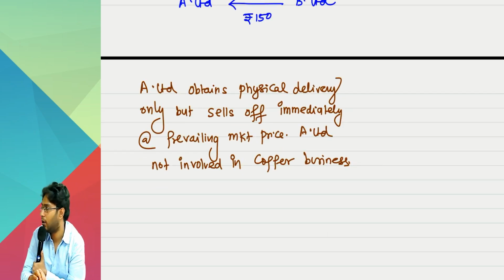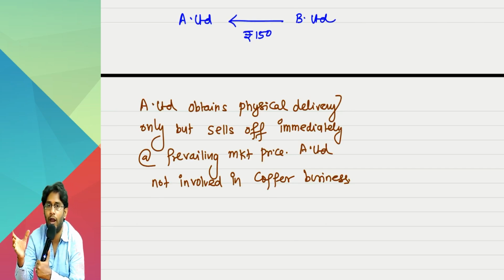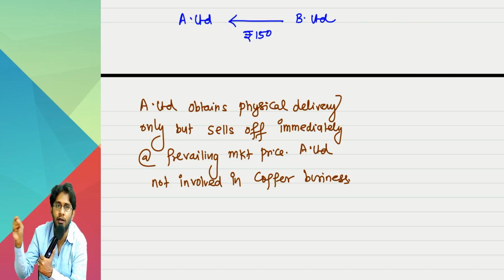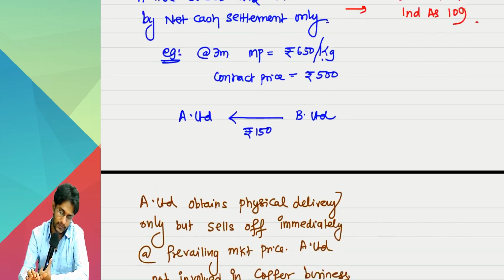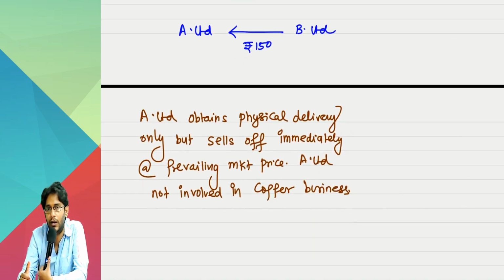In this case, how I have changed the case is, you will actually take the physical delivery from B Limited by paying him 500 rupees. Now copper is in hand. Whatever price is there in the market, you sell it off on the spot. You are not involved in the copper business and all. Tell me, guys, what do you feel? Scoped in or scoped out? Scoped in. But are you taking physical delivery? You are doing a gross settlement only.